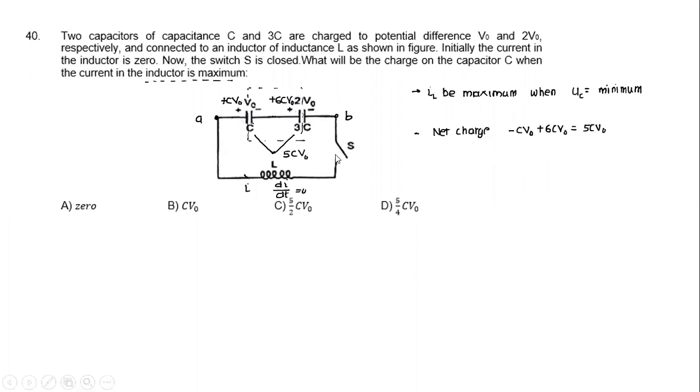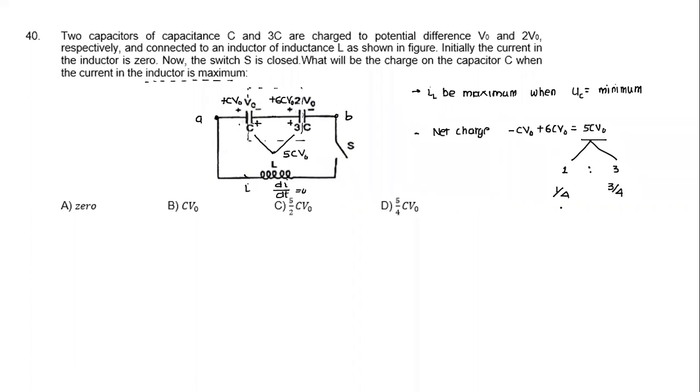So potential becomes equal and opposite. If this is plus, this also should be plus. From here to here there is an increase in potential, from here to here a decrease. So I have to distribute 5 CV0 so that potentials are equal, and potential is Q by C. If potential has to be equal, charge distribution has to be in proportion to the capacitance. So I distribute charge 5 CV0 in the proportion of capacitance, 1:3. This one should receive 1/4 of the total charge, and this should receive 3/4 of the total charge.